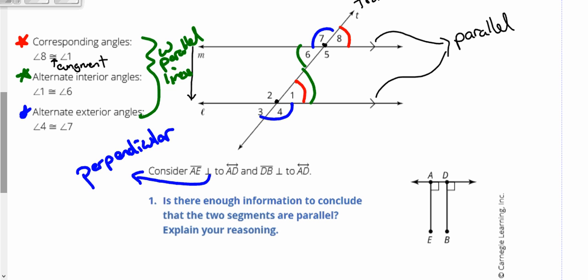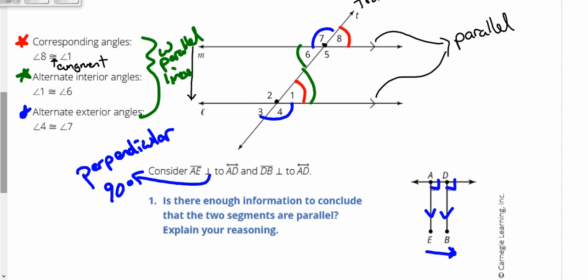All right, so AE is perpendicular to AD, and that's what this little symbol here means, the 90-degree angle. So remember, perpendicular means that it meets at a 90-degree angle. And DB is perpendicular to AD. So you have that 90 degrees there. Can you conclude these are parallel? Well, yeah, basically all you've done is you've just slid AE over to DB, and therefore the angles have stayed the same, and so you have parallel lines.